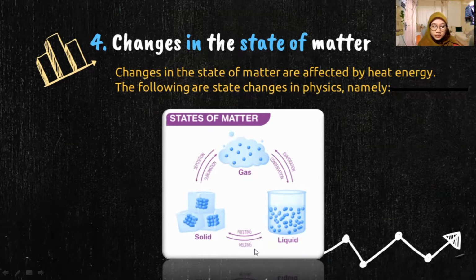Third is melting. Melting is the change of state of matter from solid to a liquid. Fourth is freezing. Freezing is the change of an object from a liquid to a solid. Fifth is condensation. Condensation is change of state from gas to liquid. And last is evaporation. Evaporation is the change of state of a substance from a liquid to gas.